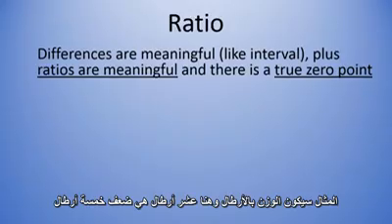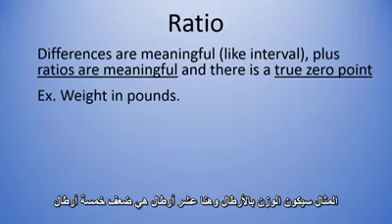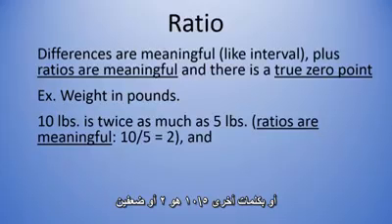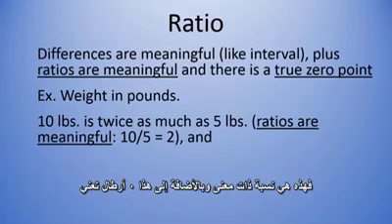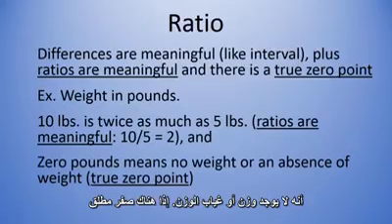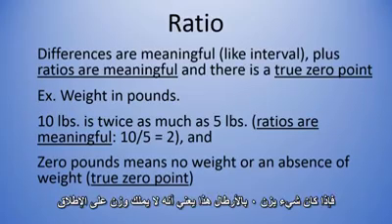Okay, so an example would be weight in pounds. And here, 10 pounds is twice as much as 5 pounds. Or in other words, 10 divided by 5 is 2, or it's 2 times as much. So that's a meaningful ratio. And in addition to this, 0 pounds means no weight or an absence of weight. So there's a true 0 point. So if something is 0 pounds, that means it has no weight whatsoever.